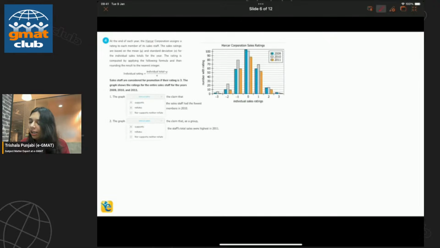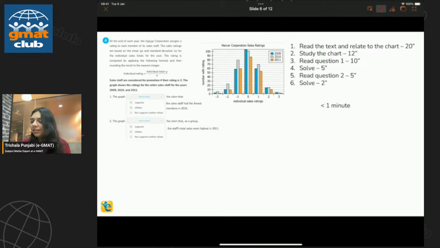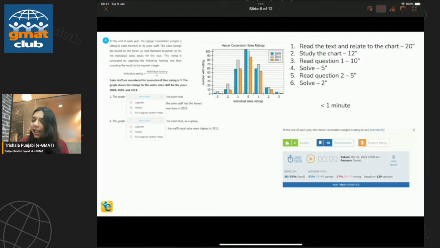All right. Now this again, like how much time it takes. Reading the text takes 20 seconds. Studying the chart 12 seconds. Reading the question takes around 10 seconds. Solving 5 seconds. Again, so this is like less than a minute. You can solve this question if you have drawn the inference correctly.